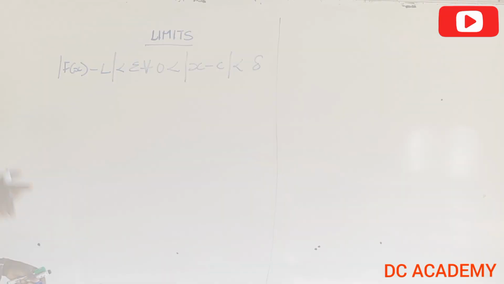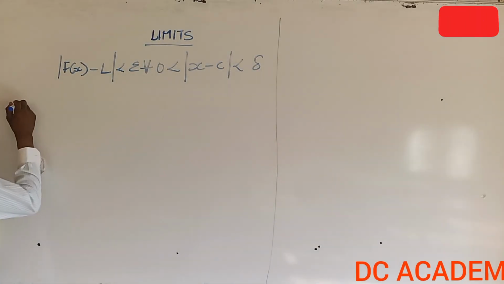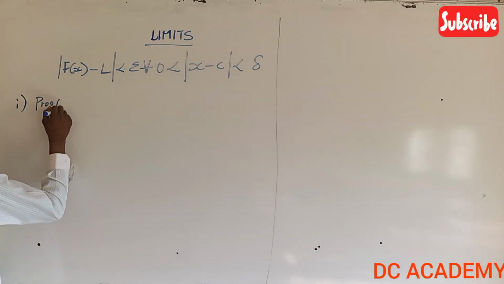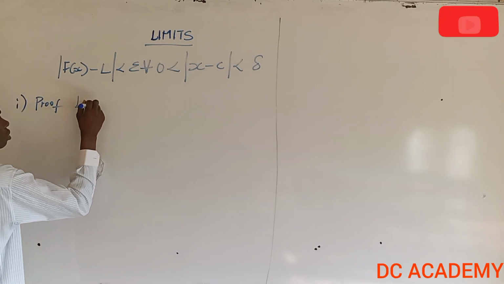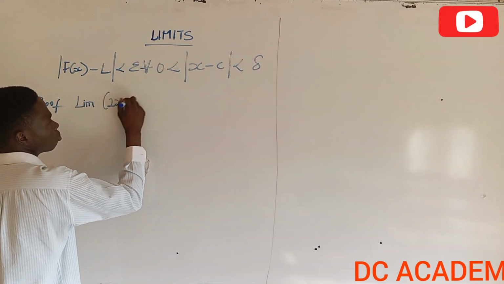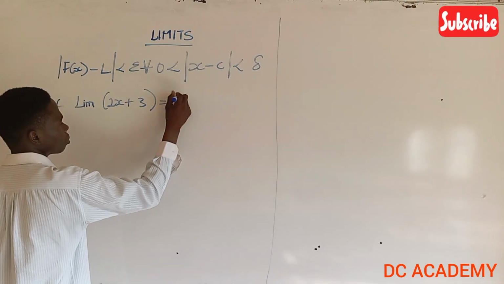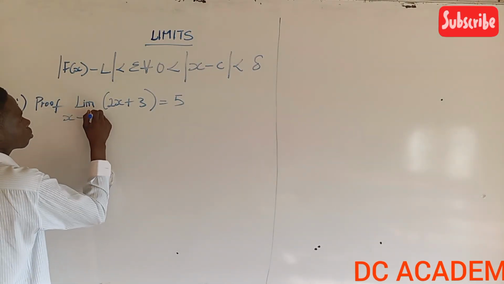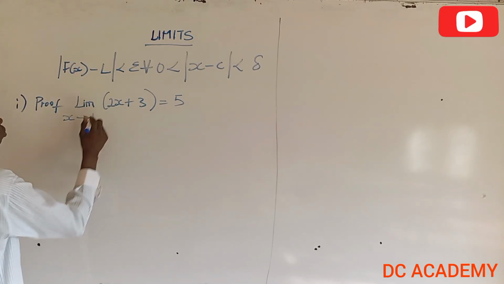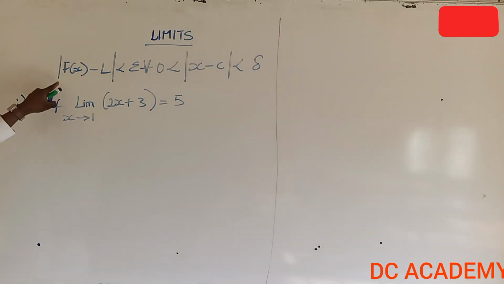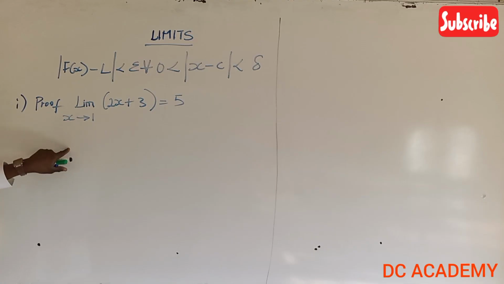Now, for instance, we have been asked to prove this limit: the limit of 2x plus 3 is equal to 5 as x tends to 1. So, having been asked this, what you have to do is get this formula back.